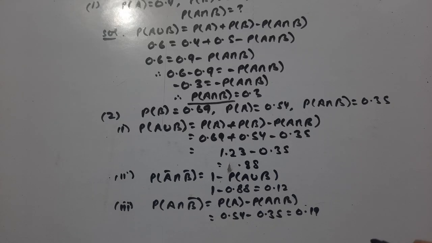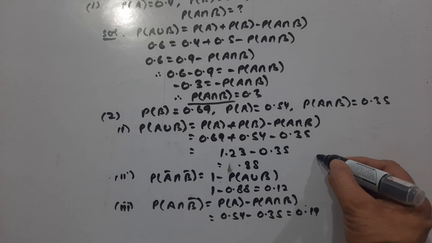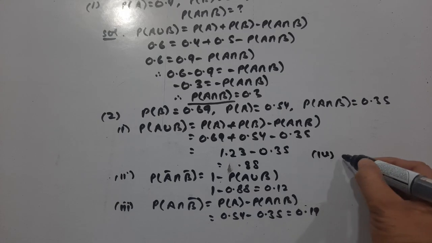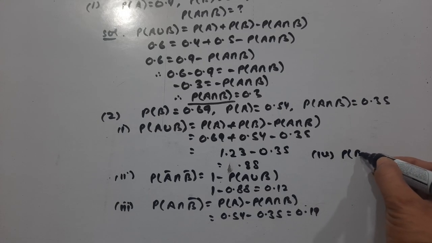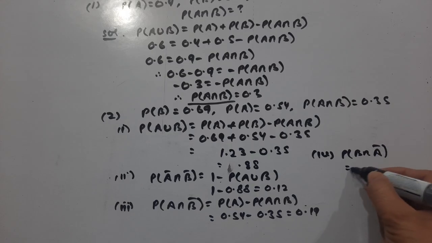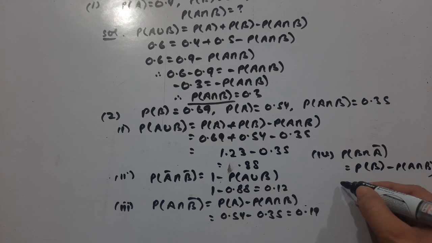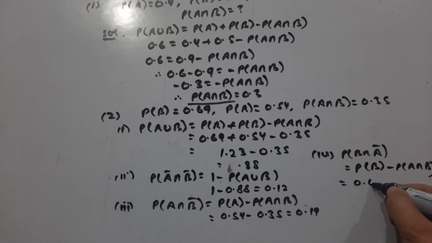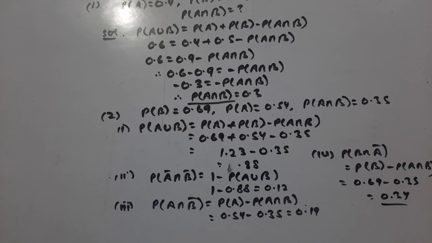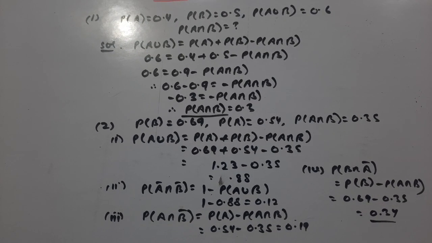Then the fourth part, P of B intersection A bar. So this is equal to P of B minus P of A intersection B. So P of B is 0.69 minus 0.35. So we get 0.34. So students, this is the fourth part. I hope all these parts are clear to you, students.